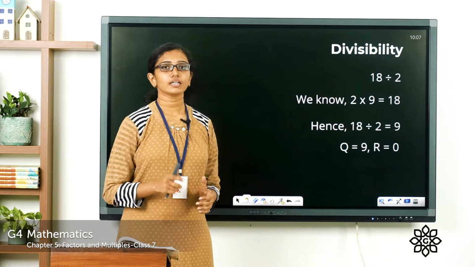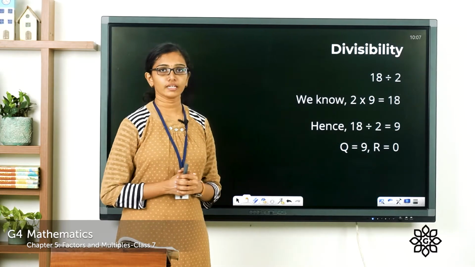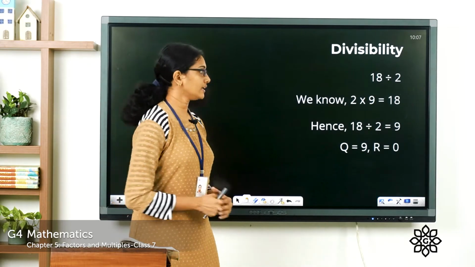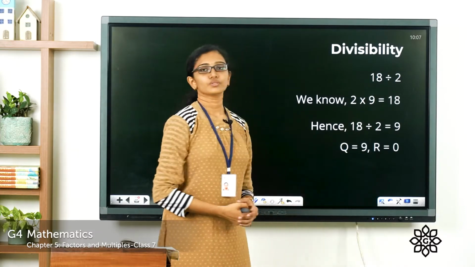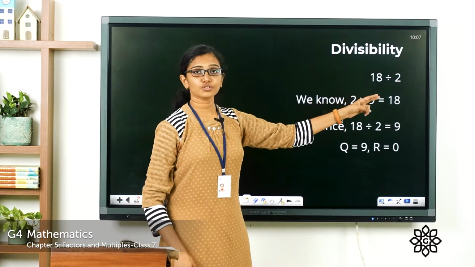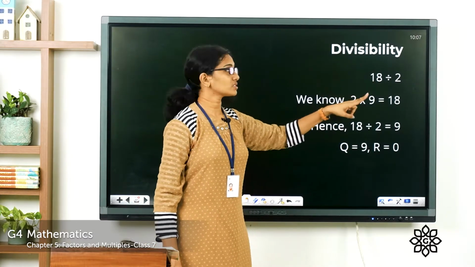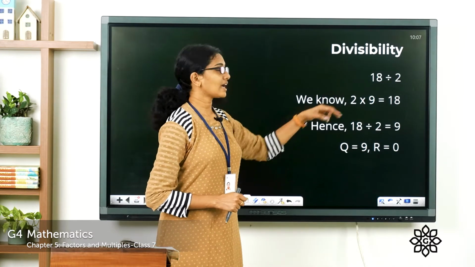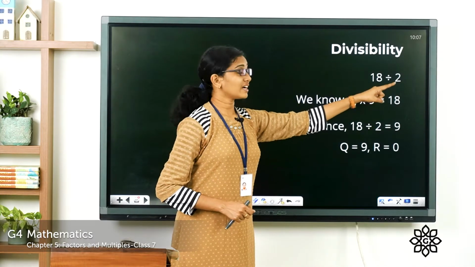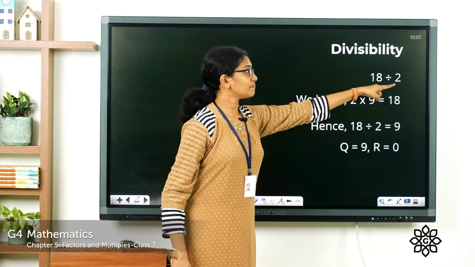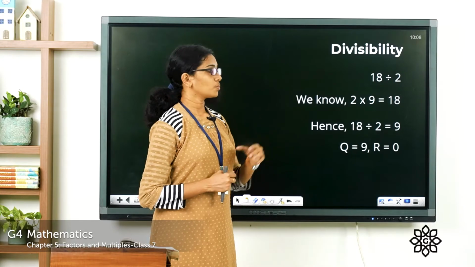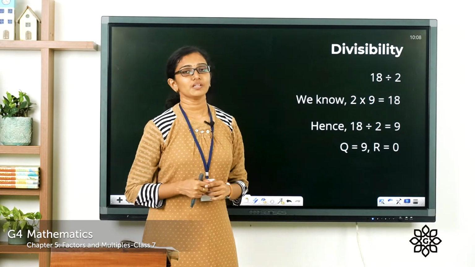18 can be divided completely by 2, right? Why? Because 2 is one of the factors of 18. Clear? 18 is equal to 2 into 9, and 18 can have other factors as well, but why were we able to divide 18 completely by 2? Because 2 is one of the factors of 18. Clear? Here this is the first number, here this is the second number. We were able to divide the first number completely by the second number without any remainder, right? So we can say 18 is divisible by 2.